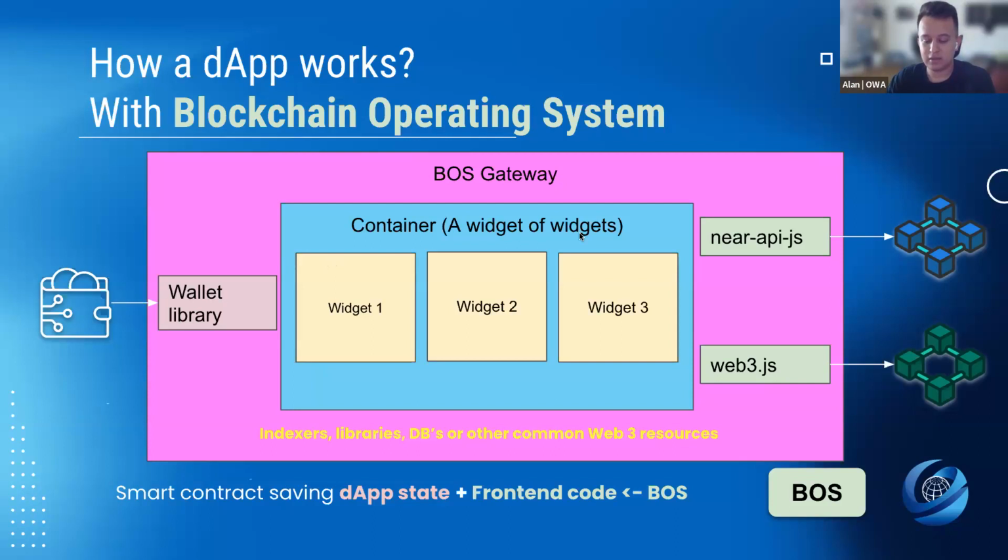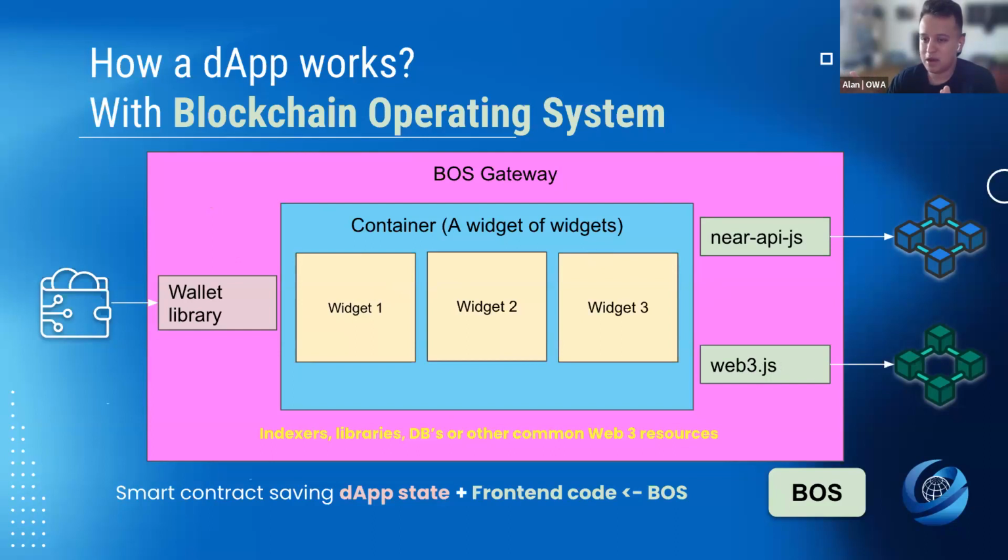On the other side, the important thing about this talk is these same BOS gateways. At this point, you can find those that have the NEAR API JS library available, so this allows you to make calls to the NEAR blockchain. And also we have BOS gateways that have the Web3 JS library. So basically we have a basic framework where we can deploy multiple widgets and use a common set of tools to interact with the smart contract.